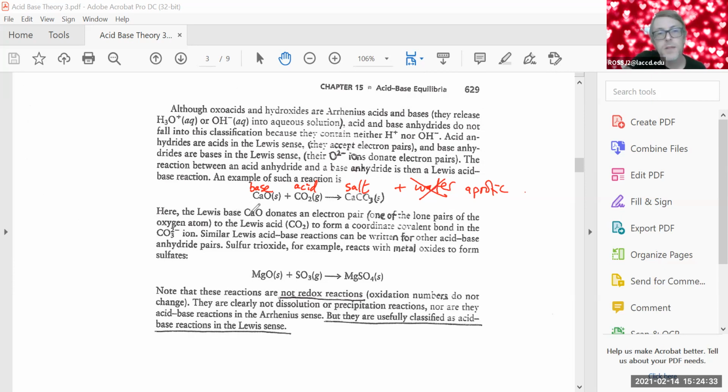But here we can see that the calcium oxide donates an electron pair to the CO2 to form a coordinate covalent bond. And we've seen this on a previous video, when we looked at Lewis acids and bases, let me do it down here. We saw that CO2 can form this type of structure.